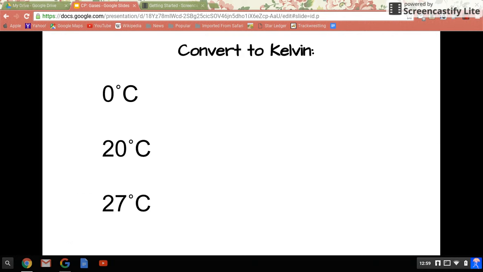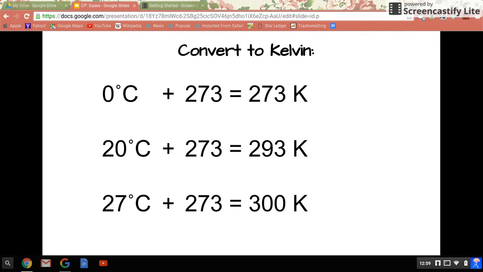All right, so just a little practice to convert to Kelvin. Take a second, convert each of these temperatures to Kelvin. Hopefully you got the right answers and we can move on.